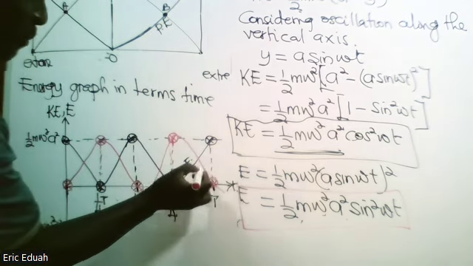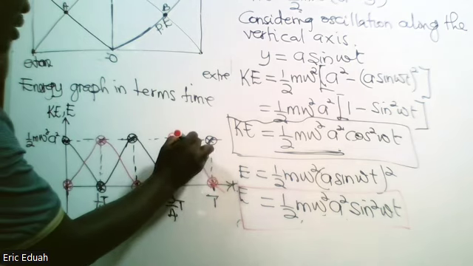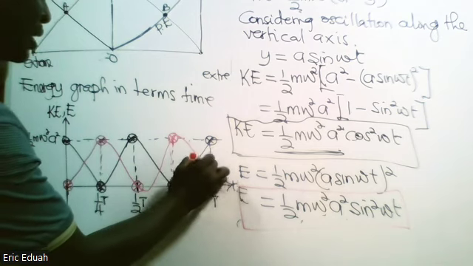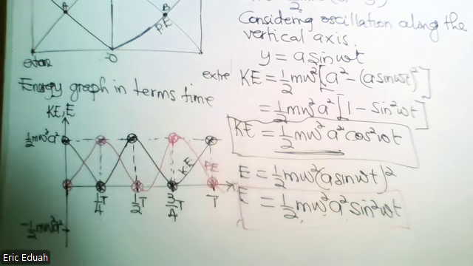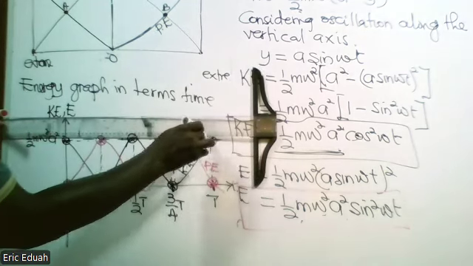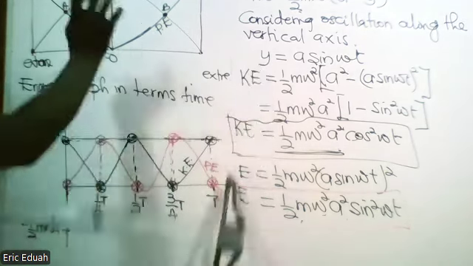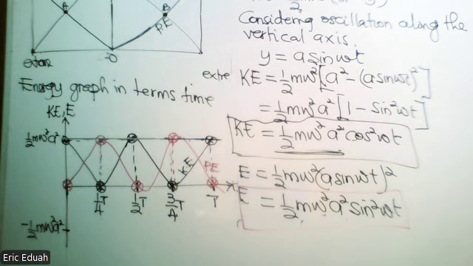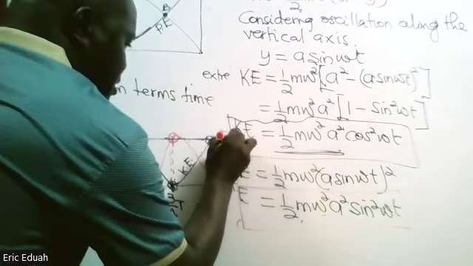This is also for PE. This is PE, whereas this is KE. Now, the line joining the two graphs is the total energy. Similar to what we are also seeing here. So this is the total energy, E total.